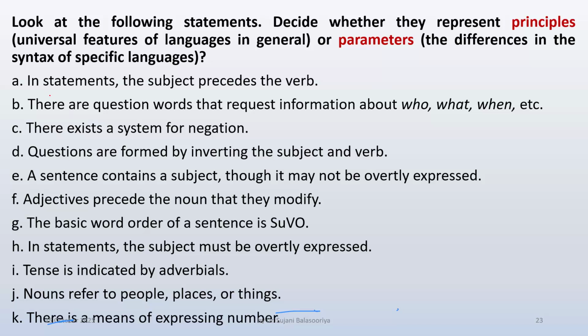First one: in statements, the subject precedes the verb. I hope you can understand what it says. Subject precedes the verb means the subject comes before the verb, when we create a statement, not a question. Is this a principle or a parameter? You can simply think about the languages known to you, Sinhala, Tamil or English. You don't have to know the other languages in the world.